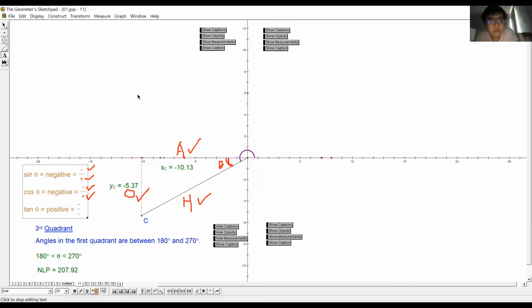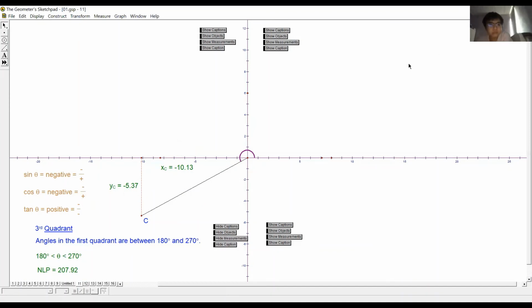This is negative and negative. Both numbers are negative. So negative divided by negative, the tangent in the third quadrant is a positive number. And one example of the angle is 207 degrees. So 207 from the positive x-axis until the third quadrant. So far, can understand?